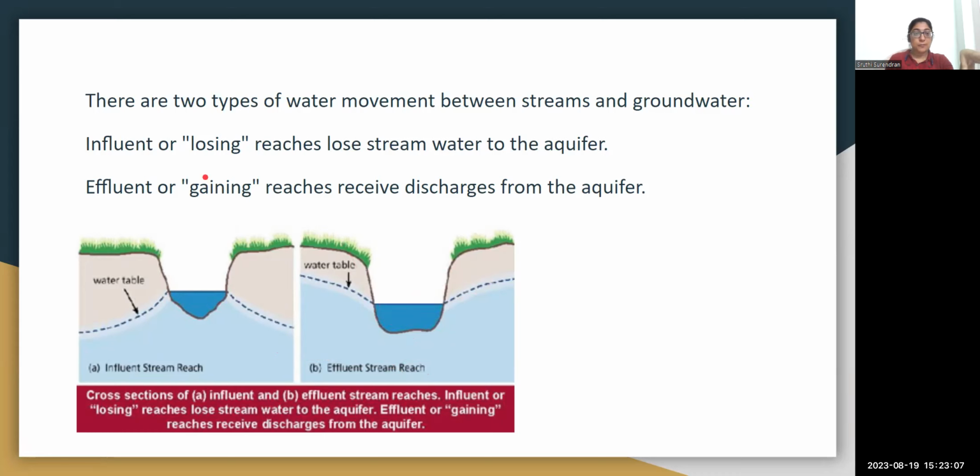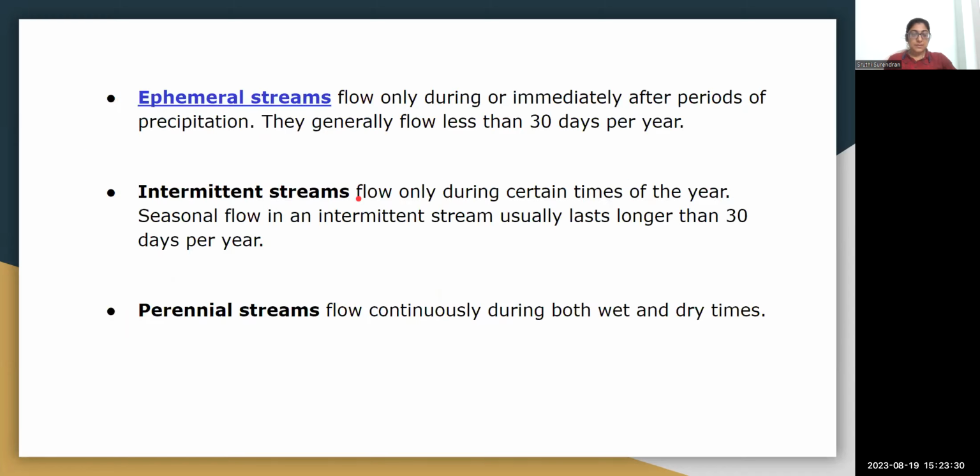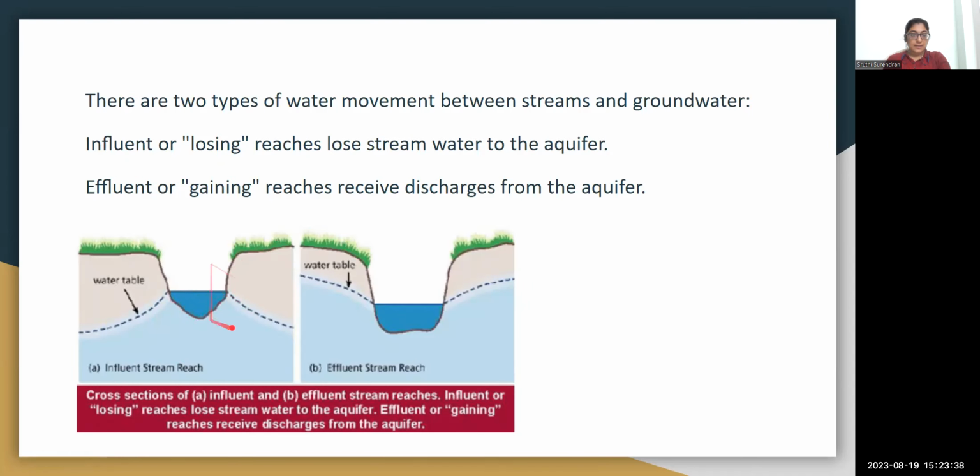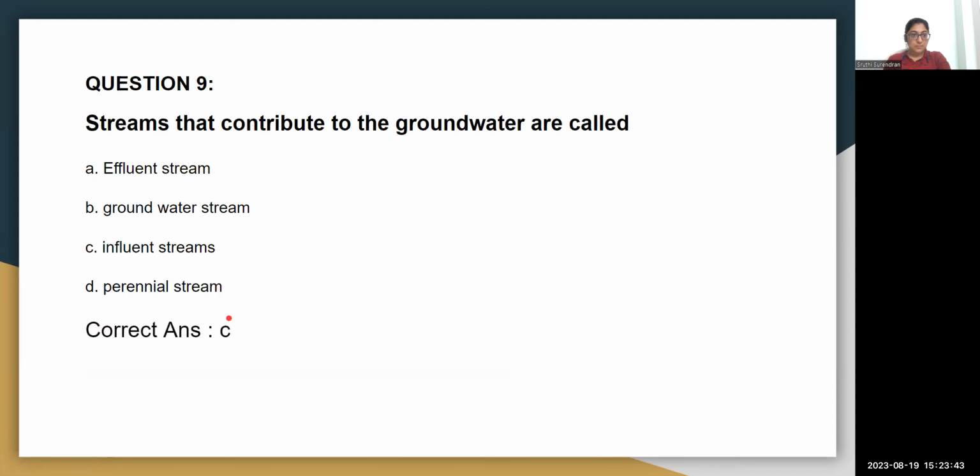So like you can see here, influent or losing stream is also how it is mentioned. So influent or losing reaches lose stream water to the aquifer. That is, water will go from the stream to the aquifer, and effluent or gaining reaches will receive discharge from the aquifer. So the question here was streams that are contributing to groundwater. So it comes under this category where the stream is providing water to the aquifer. It is called influent stream.